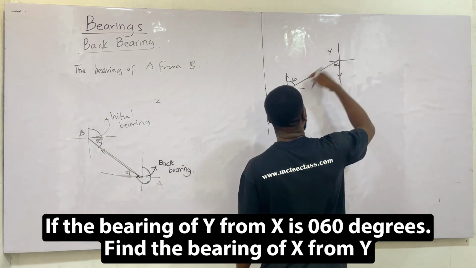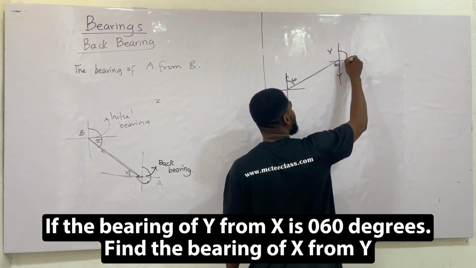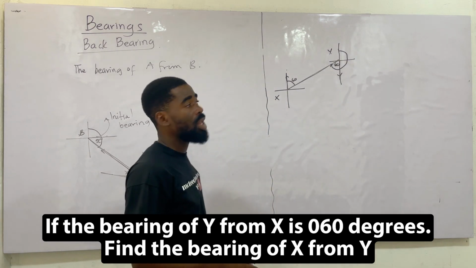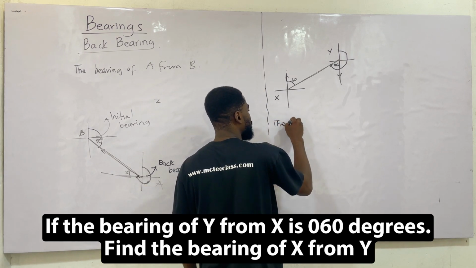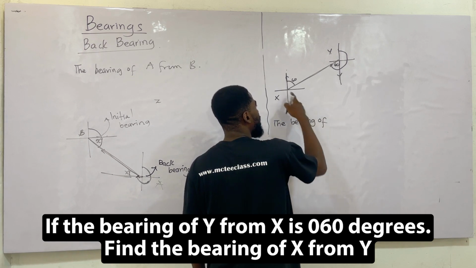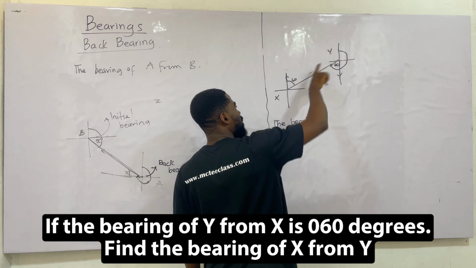Now, if I'm Y and I want to go to X, what degree should I turn? Once again, from the north, this is 90, 180, then plus this. So now the back bearing, which is the bearing of X from Y this time. The first one was Y from X. That's what we've drawn, the 60 degrees.